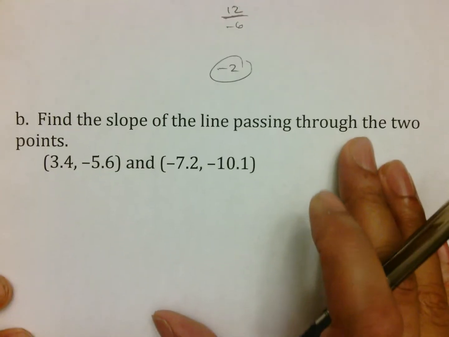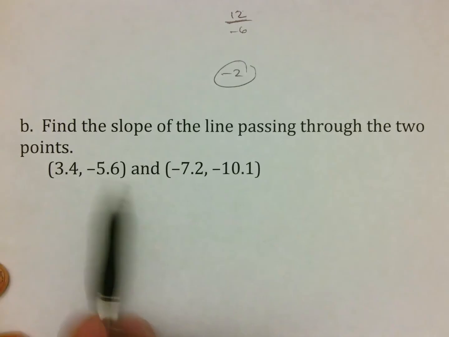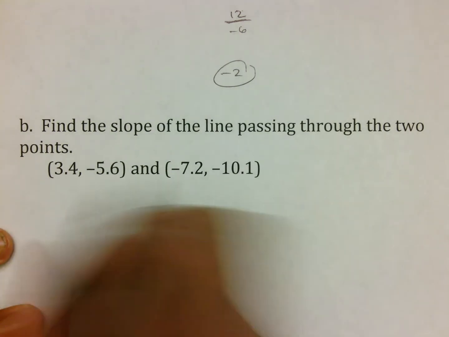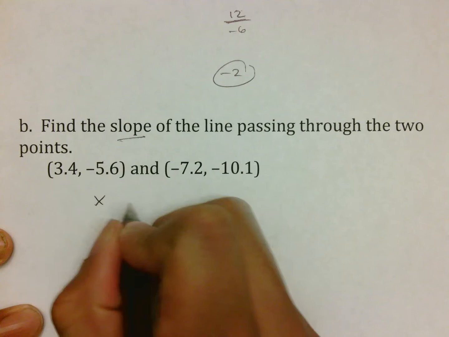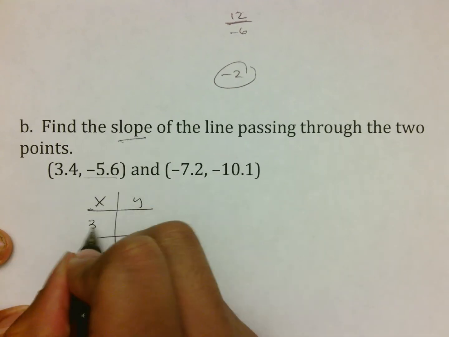Find the slope of the line passing through the 2 points. It's a different format. Here they'll say it in sentence form where they give you the 2 points, or they'll give you 2 points right side by side. And again, whenever you see this, this is not the format we're used to when we want the slope. So what we're going to do again is make a table. And we're going to take the first point and just transfer it over.